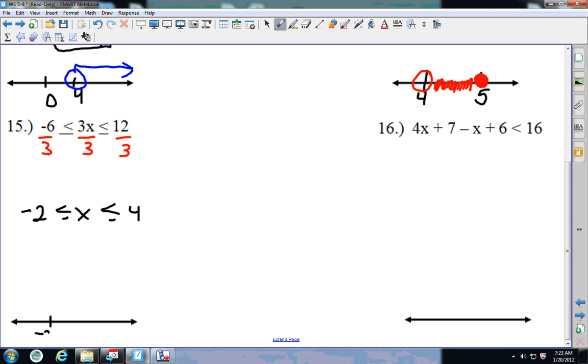So I'm going to put negative 2. I'm going to put 4. Well, both of them have equal to bars, so that means I'm going to have a closed-in dot, and you're going to shade in between because x is in between these numbers.